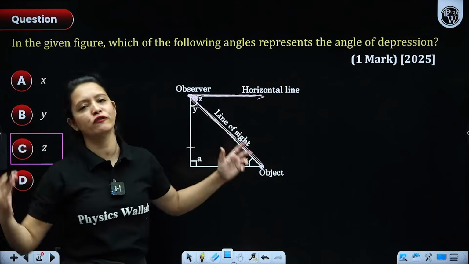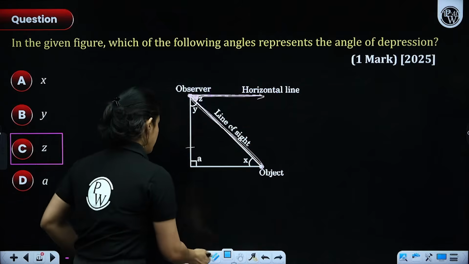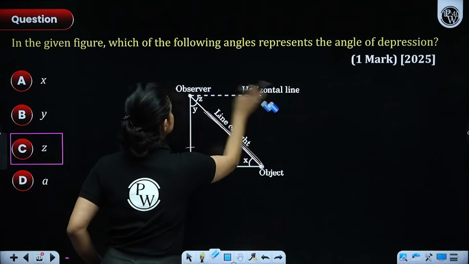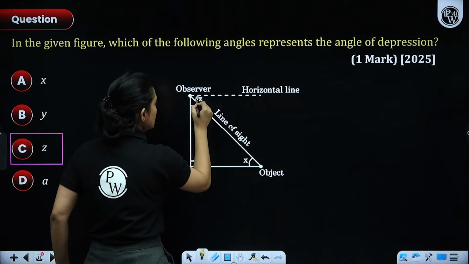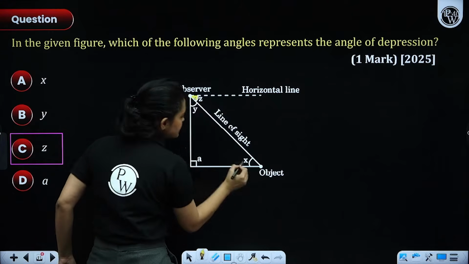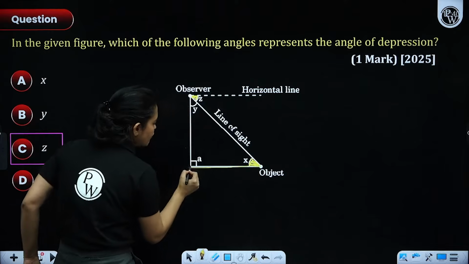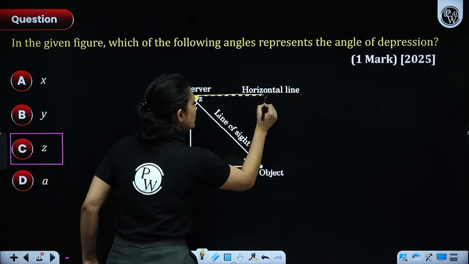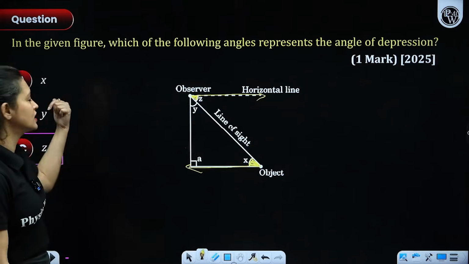Now a lot of people will have this confusion. Let me erase this. They'll be like, ma'am, you told us that this angle here must be equal to this angle here. They are both equal, right? If I draw a horizontal from the object, then clearly both these lines are parallel. So Z and X are equal. So why is X not the answer?